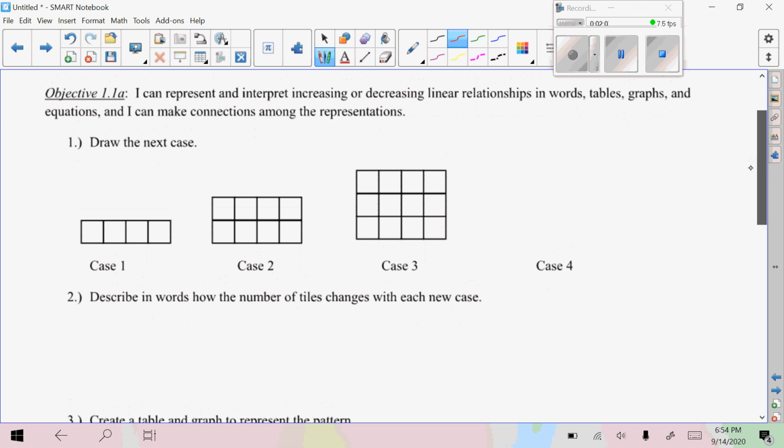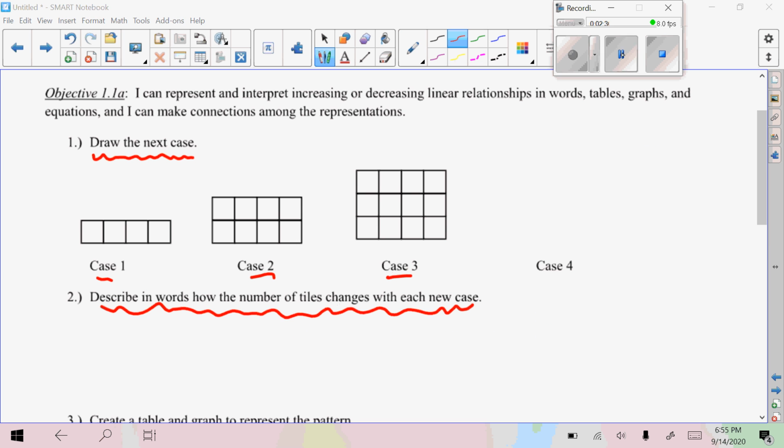We're going to start right here. This is something you can do. You're going to draw the next case, and then you're going to describe in words how the number of tiles changes with each new case. So go ahead and look at case 1, case 2, case 3, and look for a pattern, and then draw case 4 and describe what's happening to the number of tiles as you go to the next case.